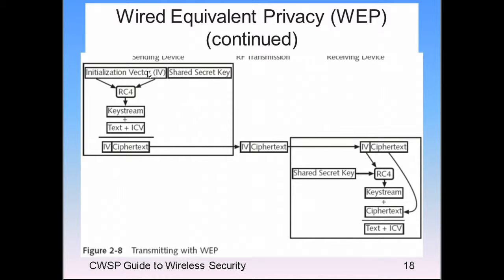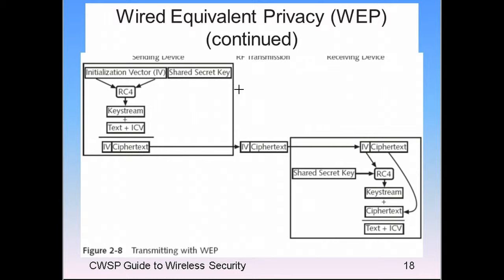And this is another one here. We have the IV, the shared secret, RC4. RC4 is the algorithm that we use. We get a key stream, and a key stream takes one character and replaces it with another character, and the output from that is known as the key stream. And this is just another way of showing what we have shown before. The key stream, the text plus the integrity check value, gives us the initial vector and the ciphertext, which goes into the RF transmission.